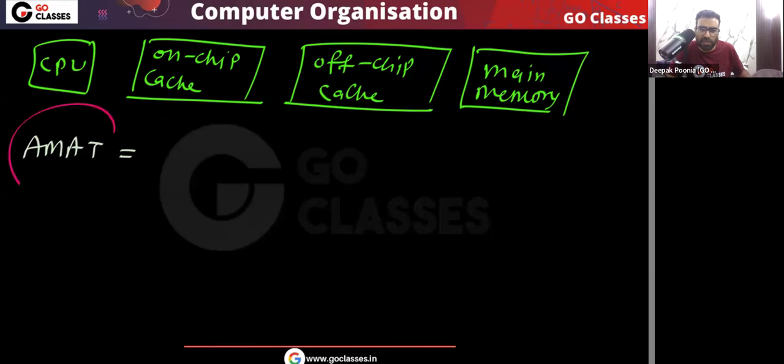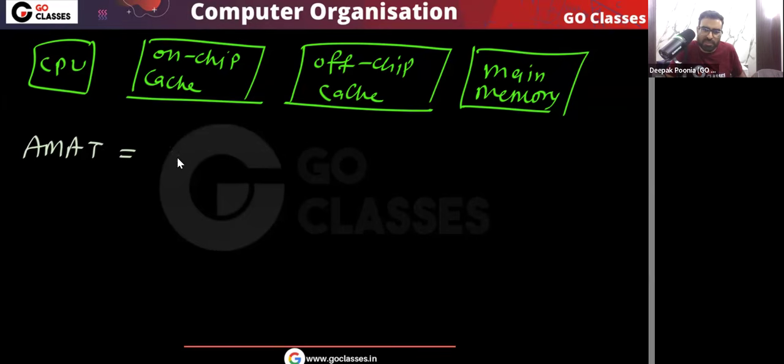This is multi-level cache memory. So you can see we have the CPU here, then this on chip cache, and then the off chip cache, and then main memory. Now we can easily calculate the average memory access time formula. Average memory access time we can find recursively when we have multi-level caches.